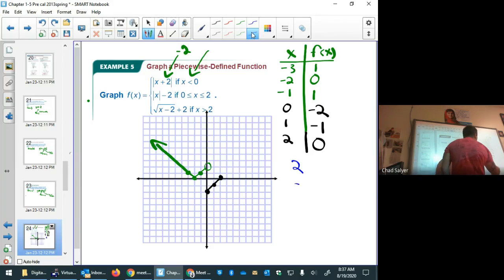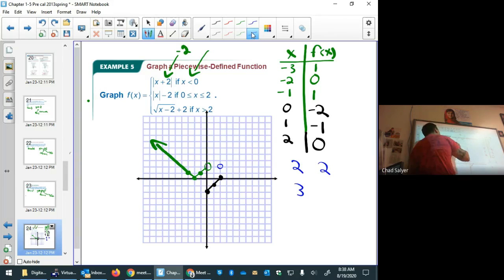And then we'll plug in 3. Well, actually, that wouldn't be a great choice because it wouldn't. Yeah, it would. Okay. Yeah, it would be a perfect square. Okay, so 2 minus 2 is 0. The square root of 0 is 0. 0 plus 2 is 2. So we've got an open circle here at 2, 2.